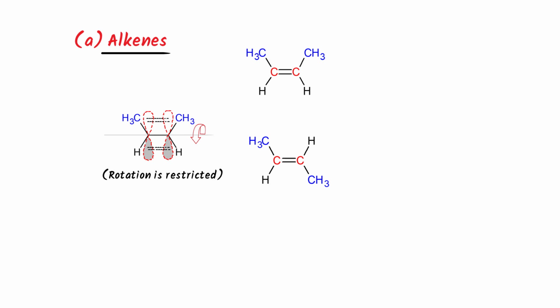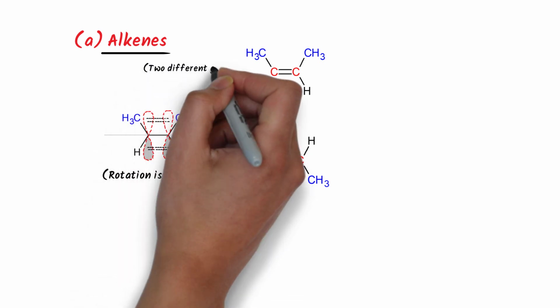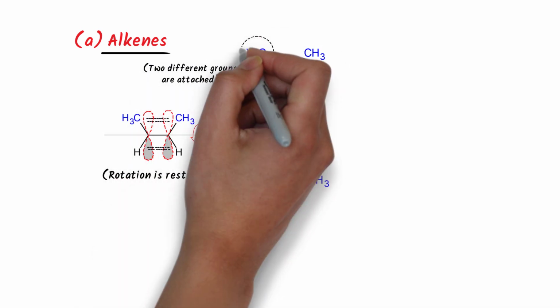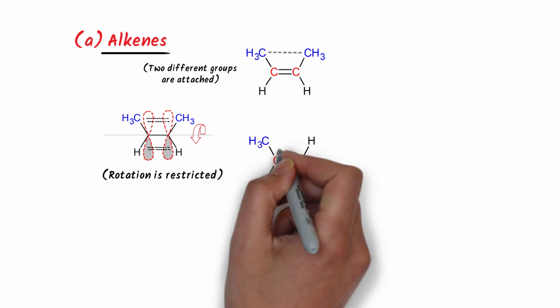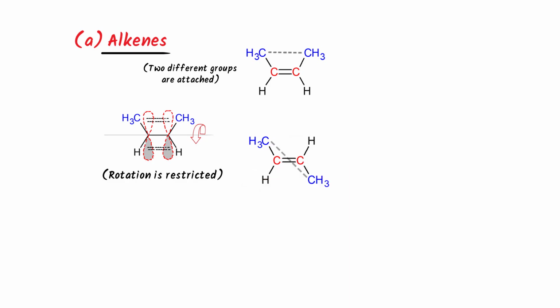Next, if you look at each restricted carbon, there are two different groups attached. One is methyl and the other is hydrogen. So the second condition is also satisfied. And the third is that if you see the areal distance between two similar groups, that is two methyls, in the first case and in the second case, it's different. So all the three conditions are satisfied. So these are said to be geometrical isomers of each other.